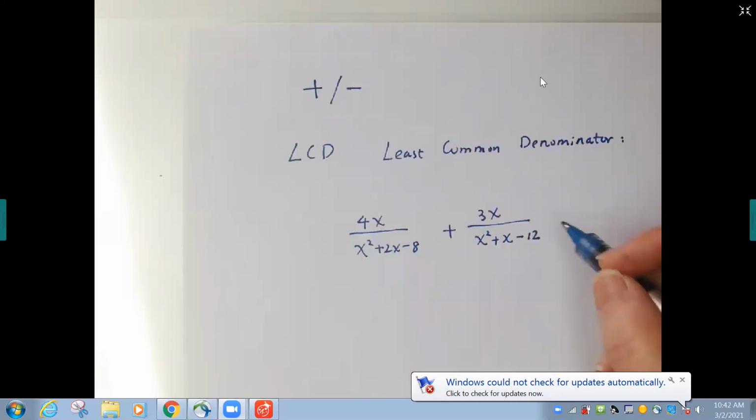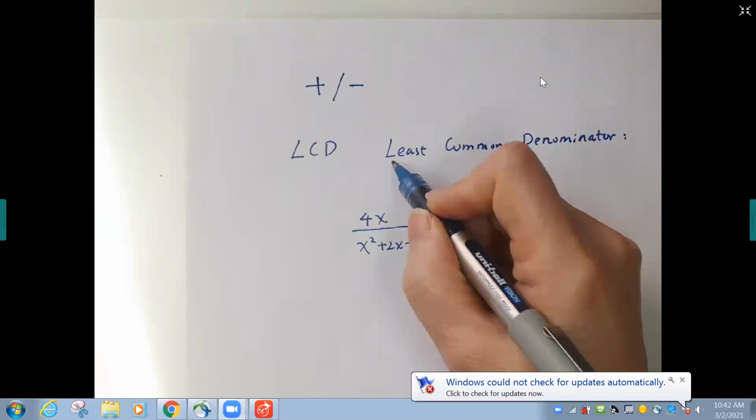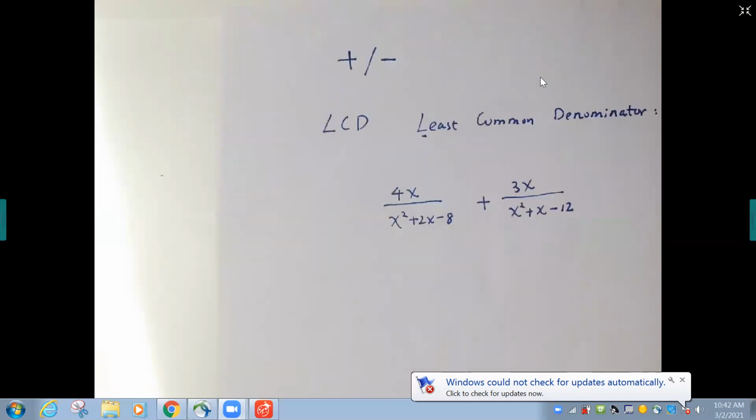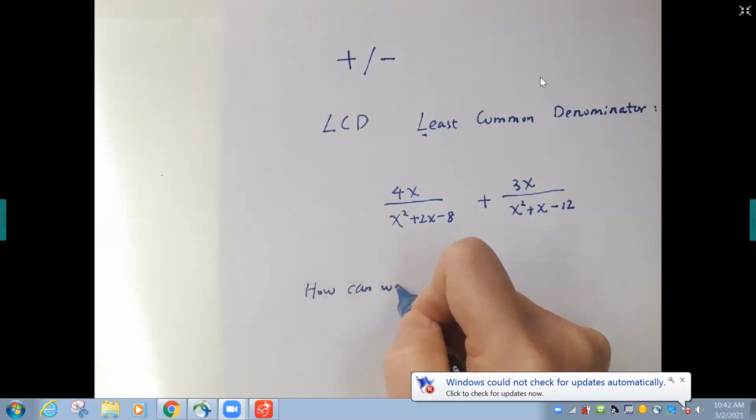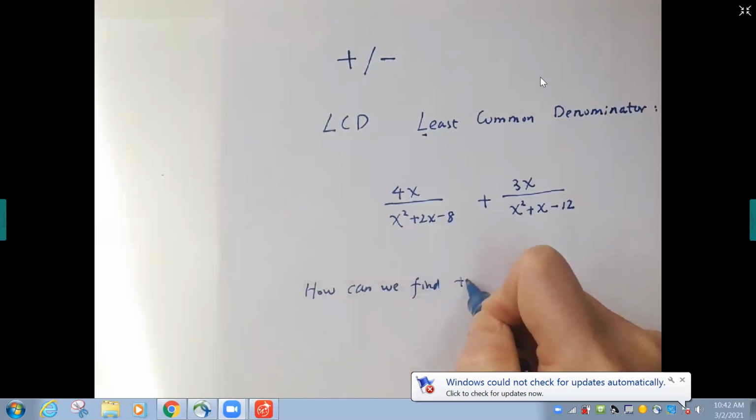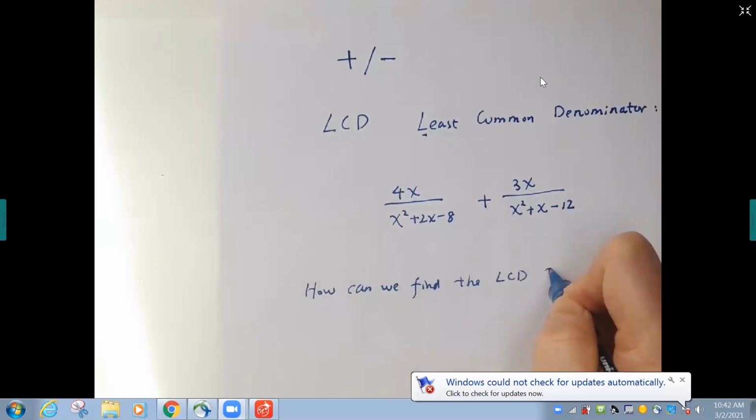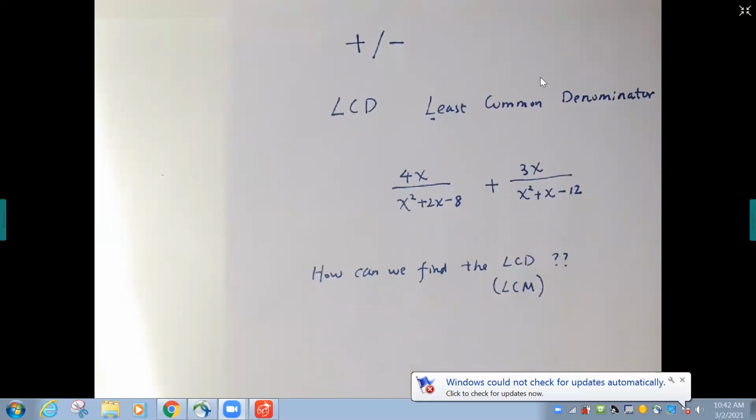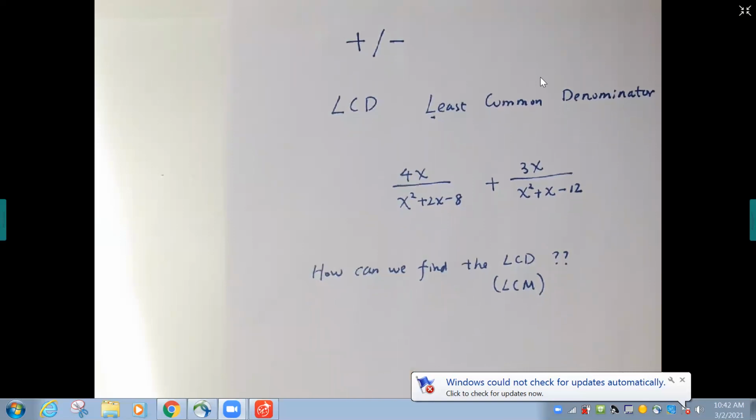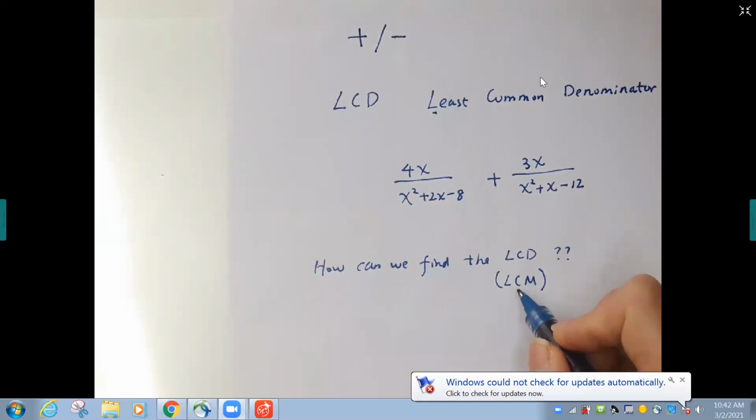And what do we need to do first? We need to look for their least common denominator. So now let's see, how can we find the LCD? Their denominators are not the same, so we are looking for their least common denominator. The least common denominator is actually their least common multiple. C means common, M means multiple, L means least.